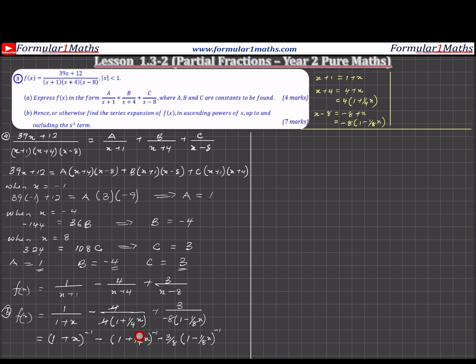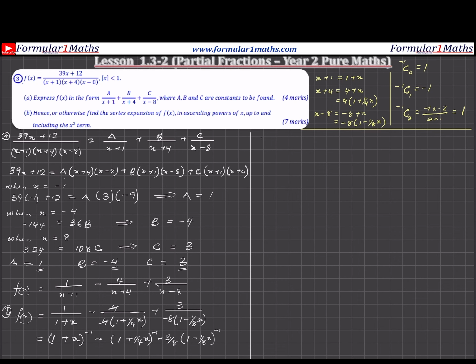But before I expand, I would like you to note the following: that minus 1 C0 is equal to 1, minus 1 C1 is equal to minus 1, and minus 1 C2 is equal to minus 1 times minus 2 over 2 factorial, which is 2 times 1. And when you simplify that, you're going to get 1. So please note that we are going to need all that in the expansion.